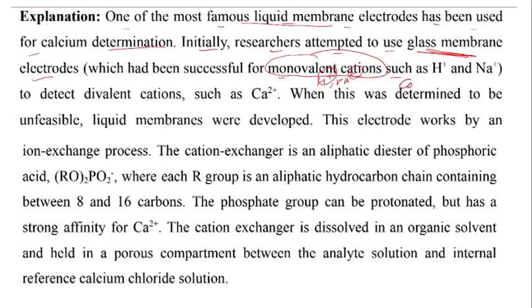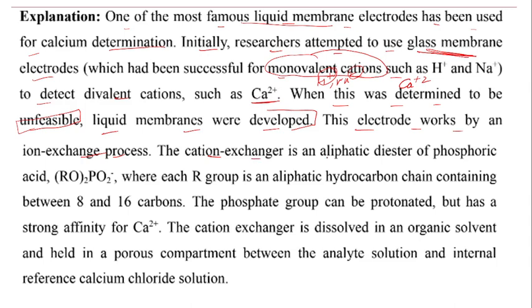But we are discussing a bivalent cation. It is Ca+2, no? So it is a bivalent cation. To detect a bivalent cation such as Ca+2, the glass electrode was determined to be unfeasible. That's why the liquid membrane was developed. This electrode works by an ion exchange process. Exchange means you are providing one ion and taking one ion. Your system is doing like that. So this electrode works by an ion exchange process.